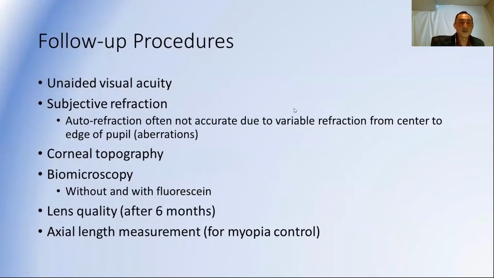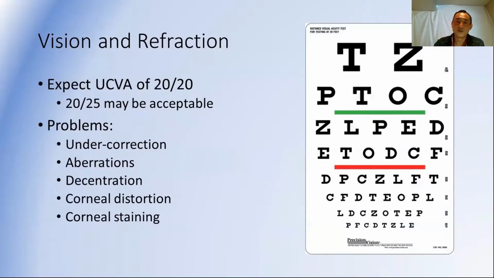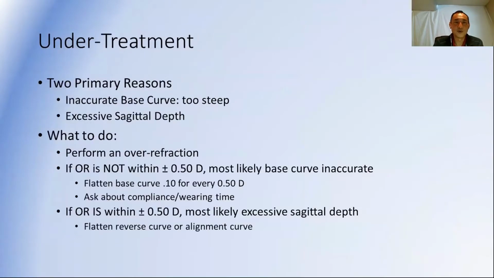This is never a permanent treatment, and they're going to have to continue to wear the lenses as long as they want treatment. After they stop treatment, their eyes will regress and go back to their baseline refraction, assuming they haven't become more myopic. In terms of their vision, we expect 20/20 or better. And if they don't have 20/20 vision, then they're having some sort of problem.